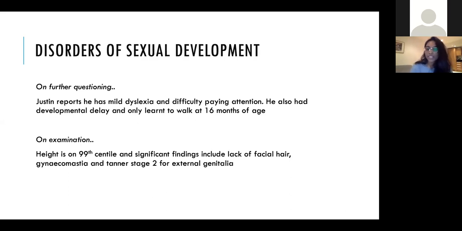On examination, you can see that he has lack of facial hair, gynecomastia. What is gynecomastia, guys? This is probably too easy for you. Yes, well done. And Tanner stage 2. Okay, this is a tricky question. What is Tanner stage 2 for male? Let's see who remembers it. Let's see who is paying attention. Yes, for male. Well done. You remember the number. Good. Okay, that is the most important thing.